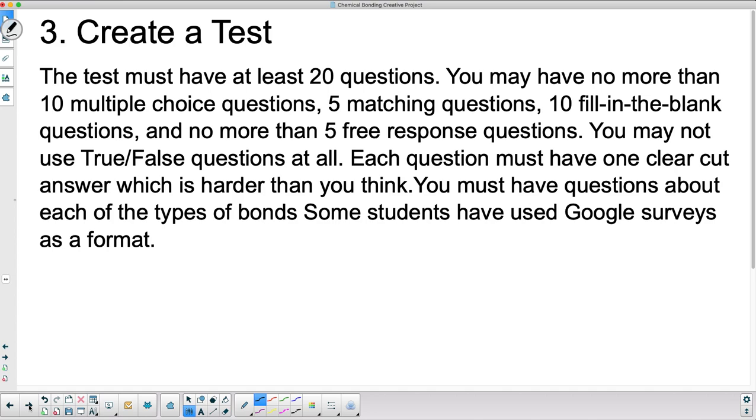You must have questions about each of the types of bonds. If it's 21 questions, you would have 7 questions of each. There should be multiple questions of each type of bond. Some students have used Google Survey as a format. That seems to work pretty well because they just type the question in Google Survey and type in the answer, and it does the whole format for you.